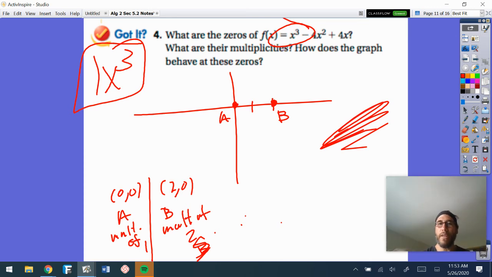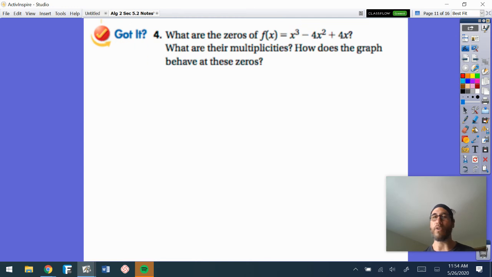It's positive, so it ends up and it starts down. And then what happens here? It goes through A, and it bounces at B. Let's see if that works. Goes through A, bounce. Sweet. It worked out beautifully. My end behaviors worked out beautifully. That's how we deal with multiplicities. Do you got it? I hope so.